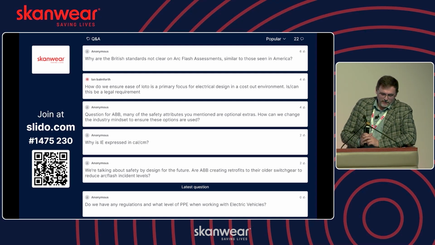Question for ABB. Many of the safety attributes you mentioned are optional extras. How can we change the industry mindset to ensure these options are used?